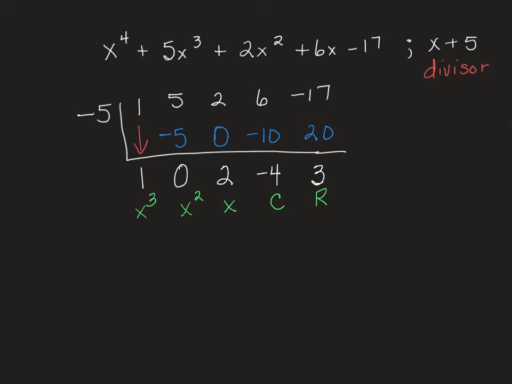Now that everybody's labeled, I can write my quotient with my remainder. So we're going to use the numbers that I got as my coefficients. So I have 1x cubed plus 0x squared plus 2x minus 4. And now we have this remainder. And what we do is we go plus 3 over my divisor, x plus 5.